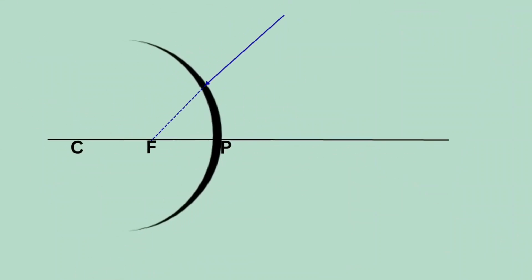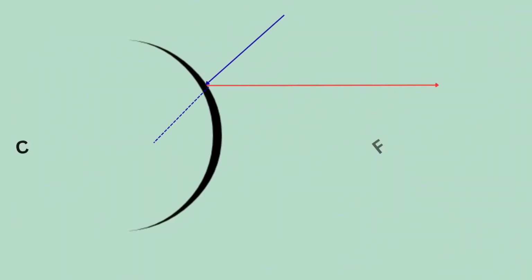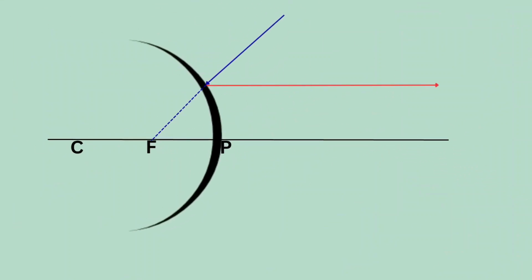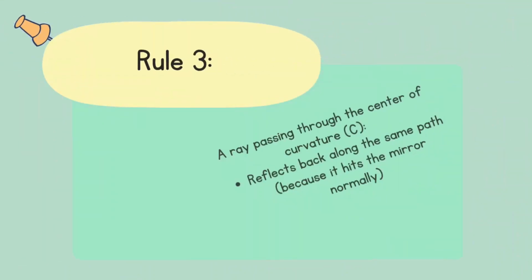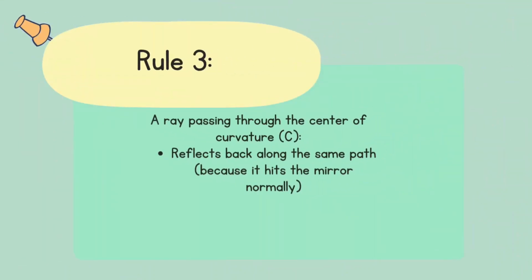Now, draw the blue ray, which represents the incident ray that appears to be coming from the focus and strikes the convex mirror. After reflection, the ray travels parallel to the principal axis. The reflected ray traveling parallel to the principal axis is indicated by the red ray. Now let's move on to Rule 3 of the convex mirror.